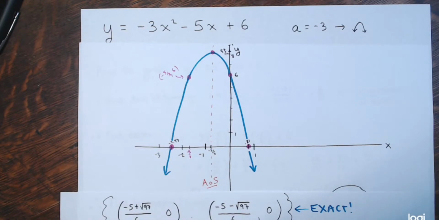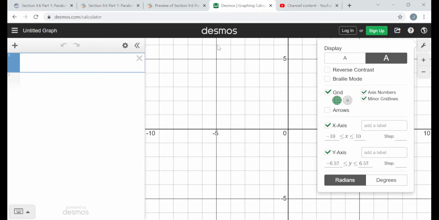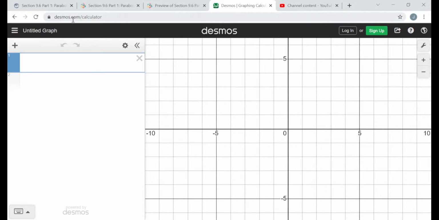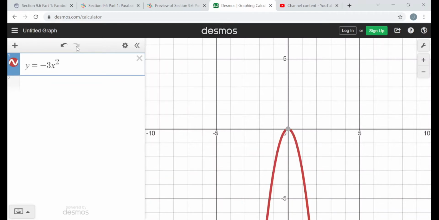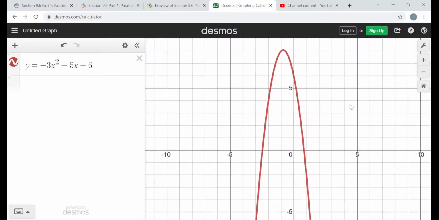Let me take this off. I'm going to go to that graphing calculator website, Desmos Parabola.com, the free online graphing calculator. And I'm going to enter the function that we were given: y equals negative 3x squared minus 5x plus 6. And let's take a look at the key points. All right, let me zoom out a little bit here.